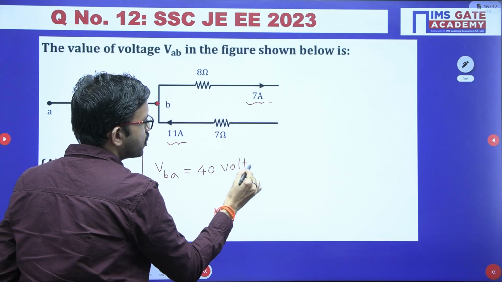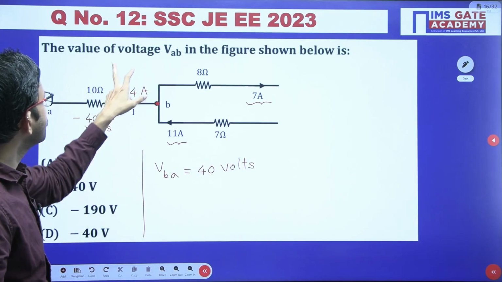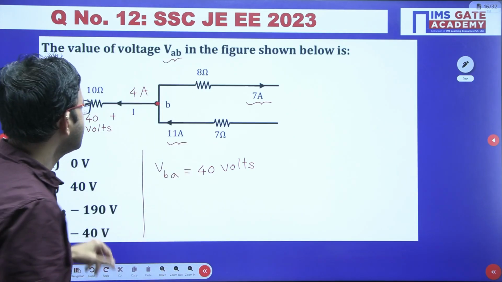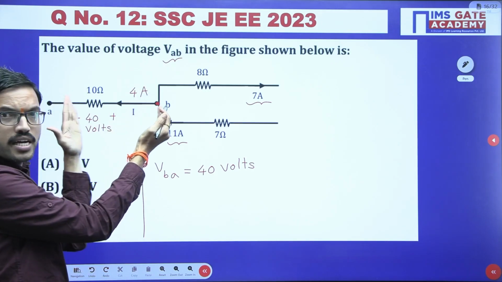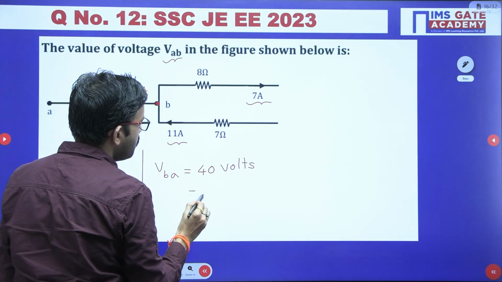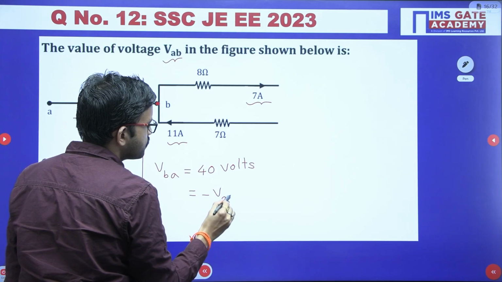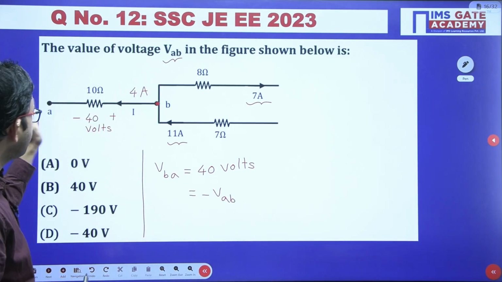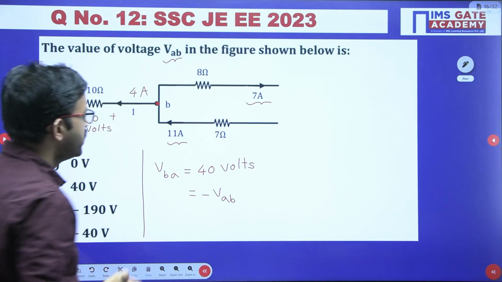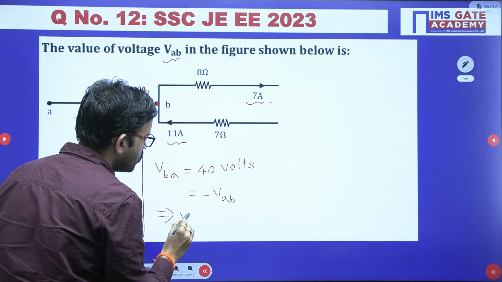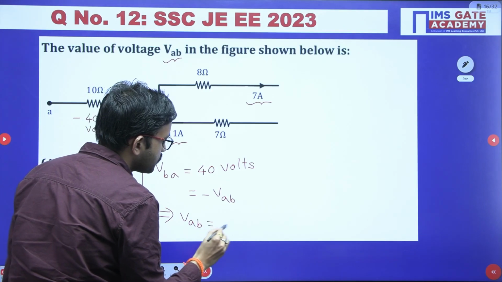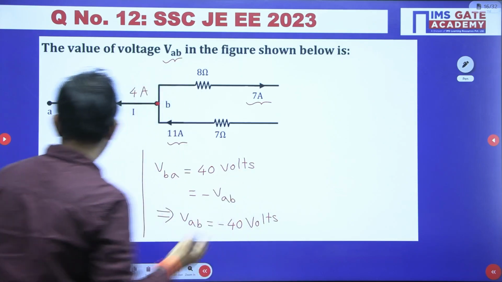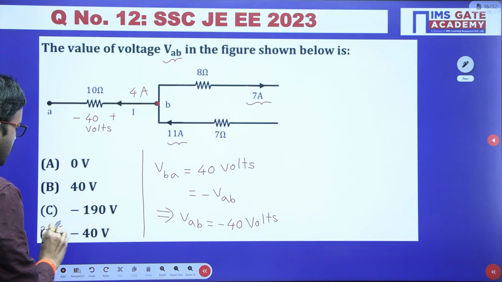But in this question, what have they asked? They have asked the voltage value VAB. VAB means between A and B they are asking, right? So VBA is nothing but minus VAB. See, with respect to B and A, you are having positive. With respect to A and B, you are having negative, right? So that means VAB equal to minus 40 volts. Okay, so in this question, option D is the correct one.